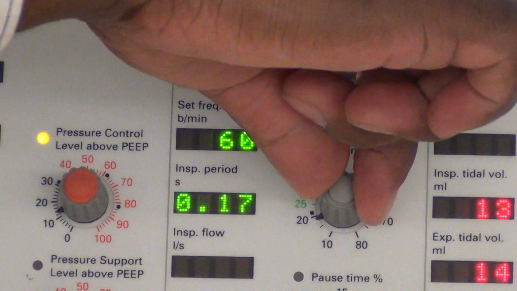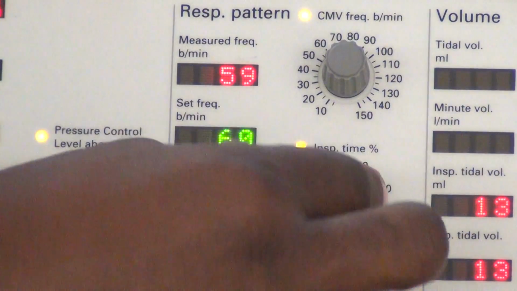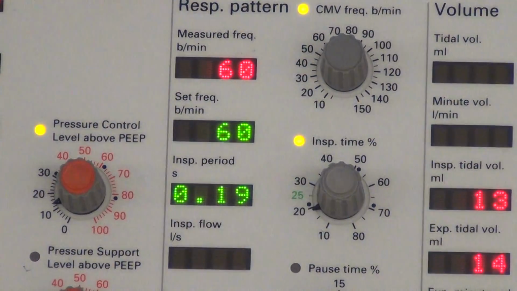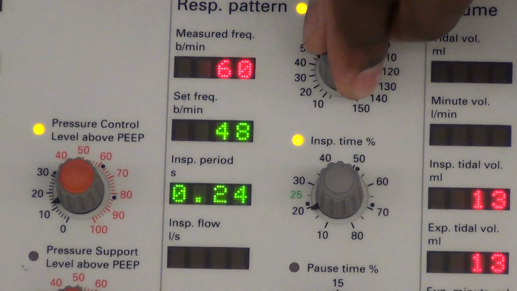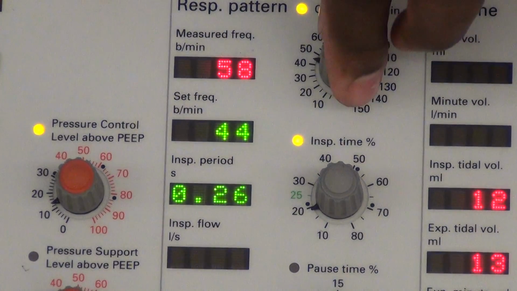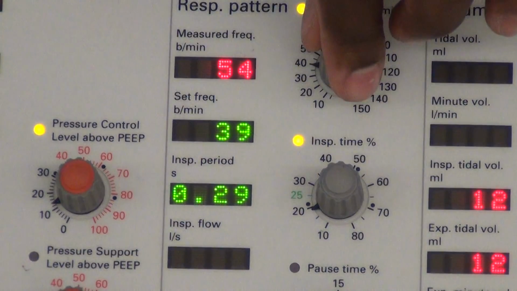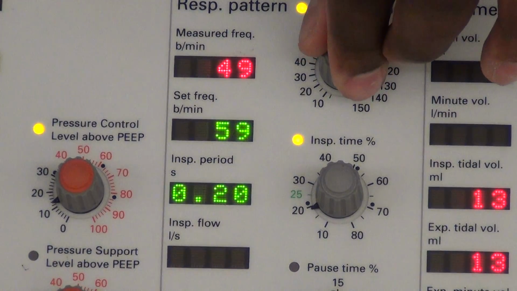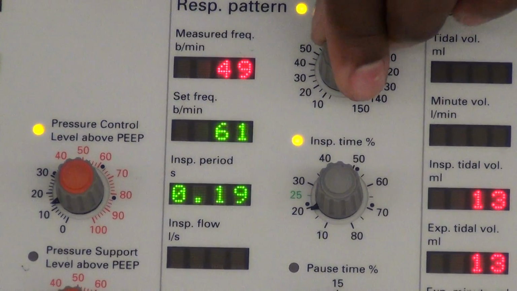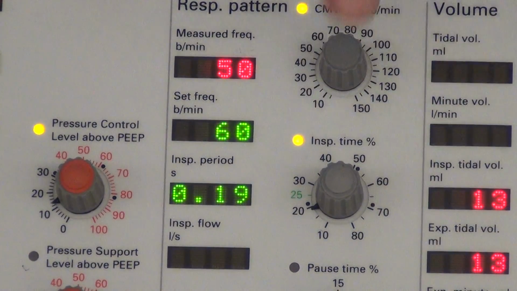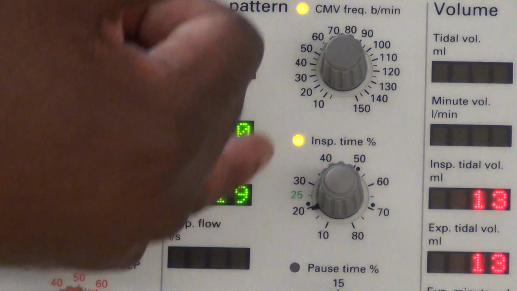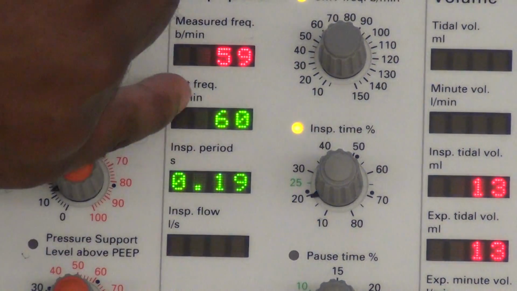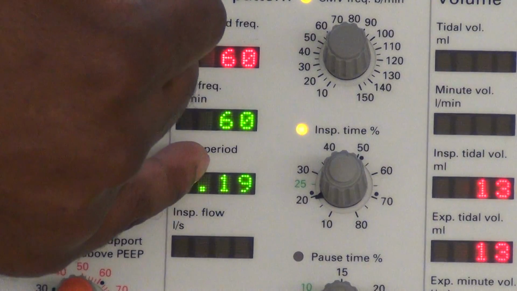Notice my I time can be adjusted, but my rate doesn't do anything. So in this particular case, if it ever gets to a point where your respiratory rate and your I time are changing, the respiratory rate is more important than your I time. It takes precedence over your I time. So we'll go back up to 60. Now we have our rate set on 60. With the I time, remember, the rate wins out in this particular relationship.